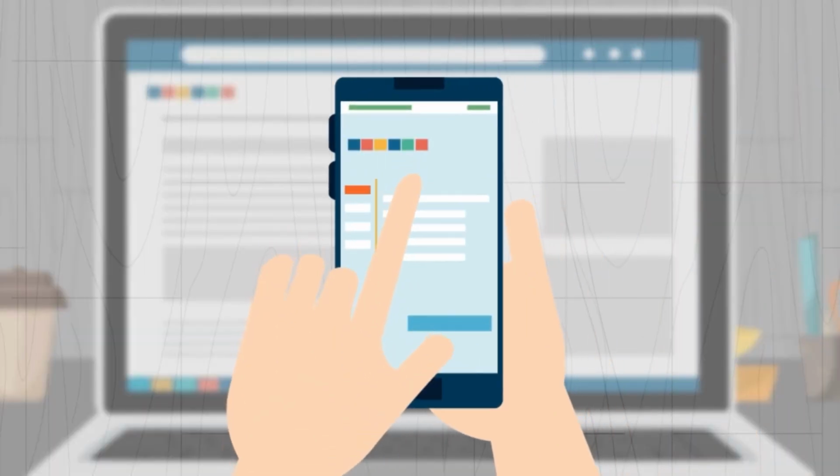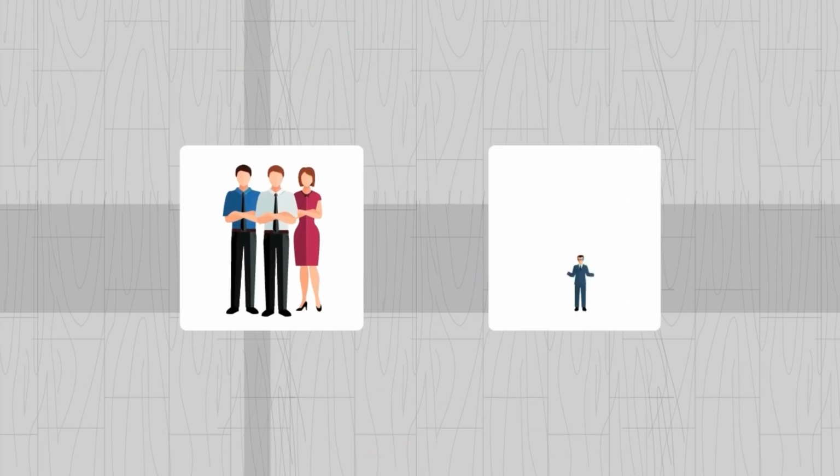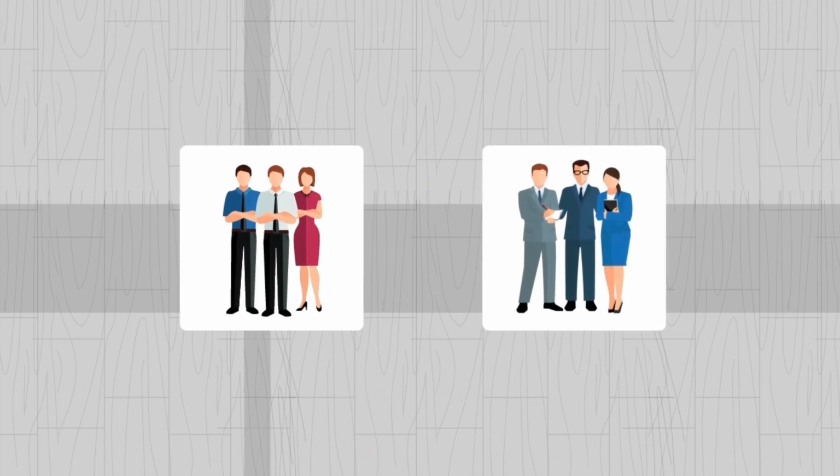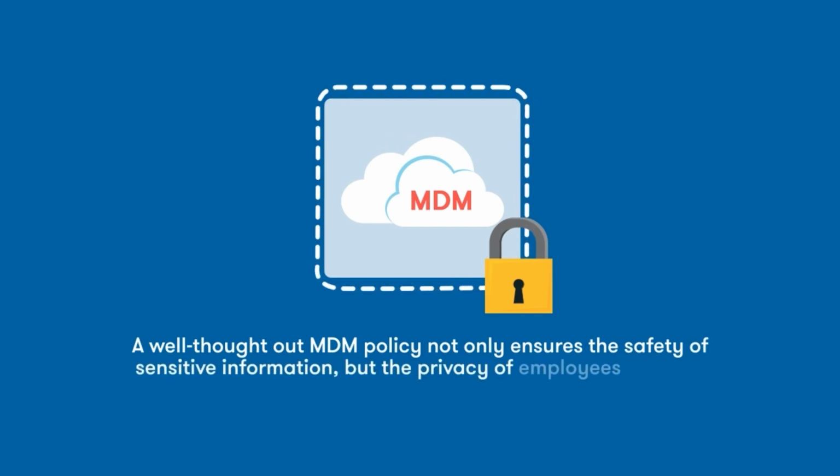Over time, the use of company-mandated mobile technology has become obsolete. As companies move towards a BYOD policy, they must reevaluate the importance of trust between their employees and their executives. A well-thought-out MDM policy not only ensures the safety of sensitive information, but the privacy of employees like you.